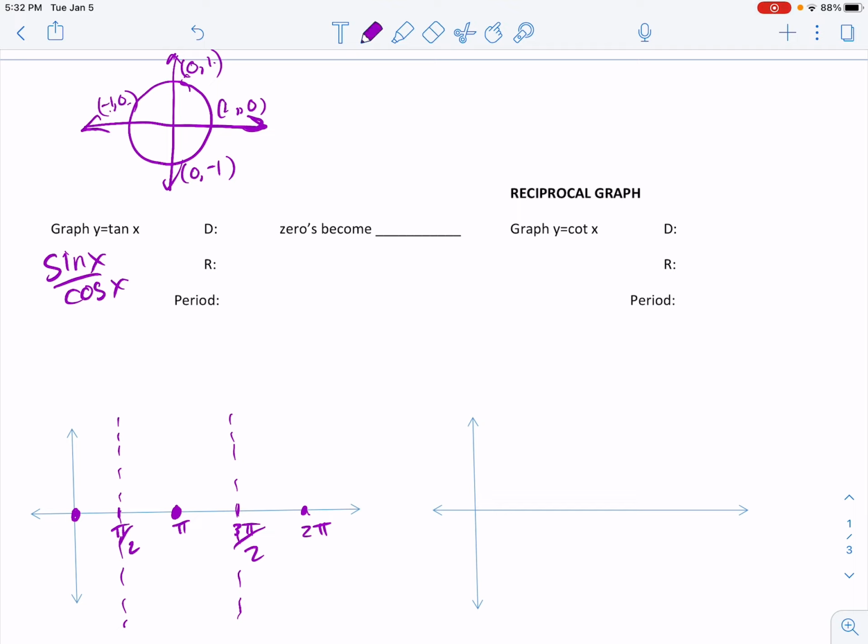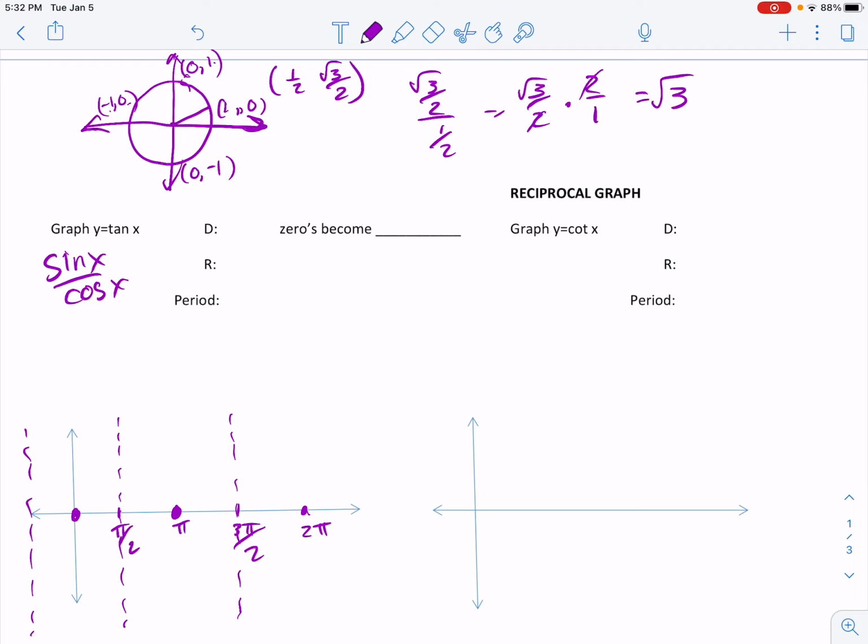All right. The problem is we need to know what's going on in between. All right. So you can do this. Remember, this is 1/2 divided by, and this is root 3 over 2. So you do root 3 over 2 divided by 1/2, which is the same as root 3 over 2 times 2 over 1. These cross out, and you get root 3. I just like to memorize them.